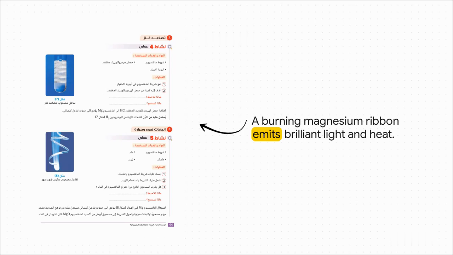And finally, maybe the most dramatic clue of all, the emission of light or heat. I mean, you can't miss this one. When this magnesium ribbon burns, it releases an enormous amount of energy as this super bright, brilliant light. All that energy was locked away in its chemical bonds, and the reaction just set it free.